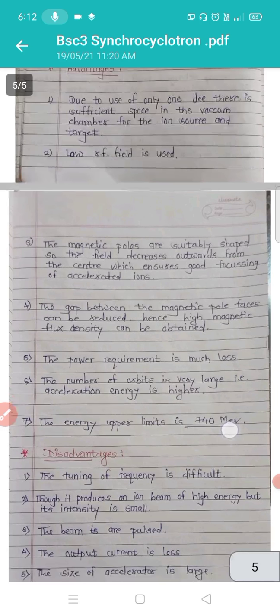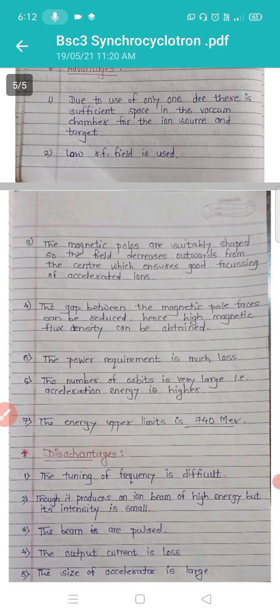Then what are the disadvantages of the synchrocyclotron? The tuning of frequency is difficult. Though it produces an ion beam of high energy, its intensity is small. The beam is pulsed, the output current is less, and the size of the accelerator is large. These are the disadvantages of the synchrocyclotron.